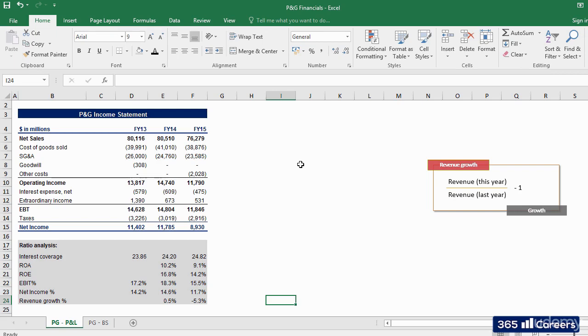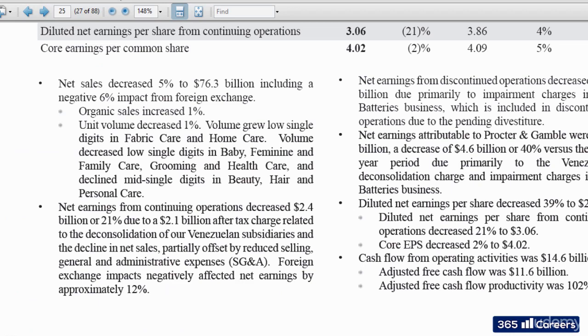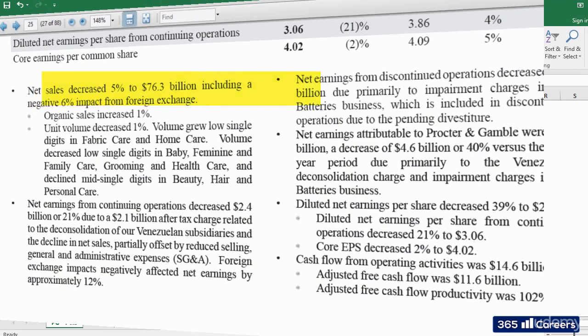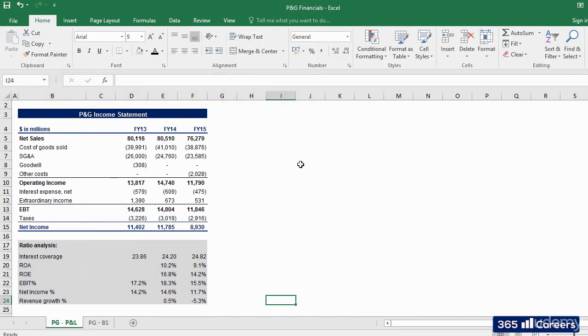We should dig deeper into the notes in order to understand what caused the decrease. And here we are. Page 25 includes a bullet point that explains the decrease of sales. According to this information, the negative impact of foreign exchange, minus 6%, was the main reason behind lower sales. This is how we can calculate growth ratios, which helps us determine important trends in a company's income statement parameters.